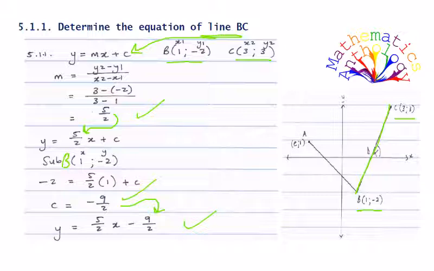To solve for c now, you need to substitute any point that lies on line BC. So we can either substitute point B or point C. I have chosen here to substitute point B, 1 and -2. So wherever I see x, I will put 1, and wherever I see y, I will put -2. So my equation now becomes -2 is equal to 5 over 2 into 1 plus c. If I solve for c here, I'll get c equals to -9 over 2. Substitute that into my equation, and I'll finally have y is equal to 5 over 2x minus 9 over 2 as my equation of line BC.